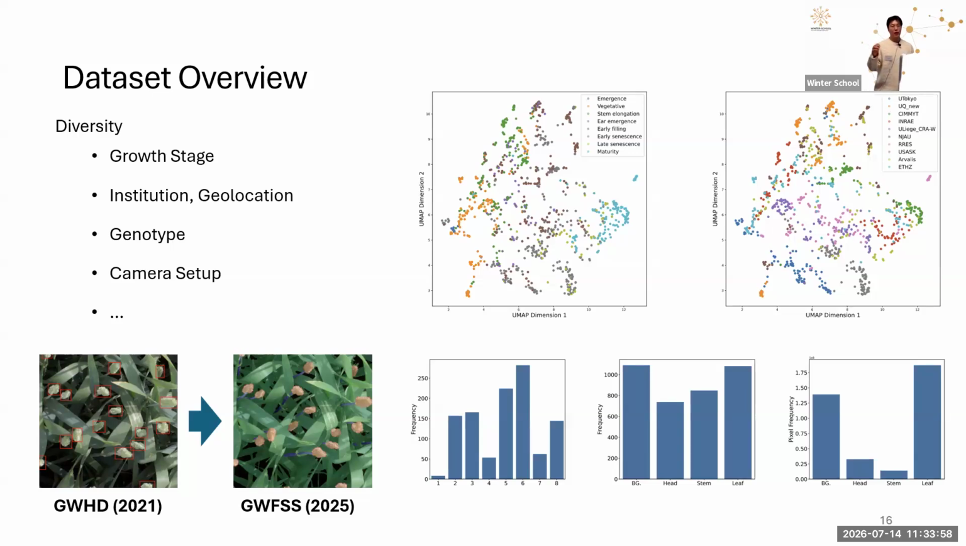And then we did do the diversity analysis of our data set, right? So we colored it into different growth stages, and we colored it by the different institutions. As you can see, the difference between each one of the growth stages and between each one of the institutions is actually quite large. When you have a data set with such a diverse distribution, your model trained on it can have better generalization capacity.